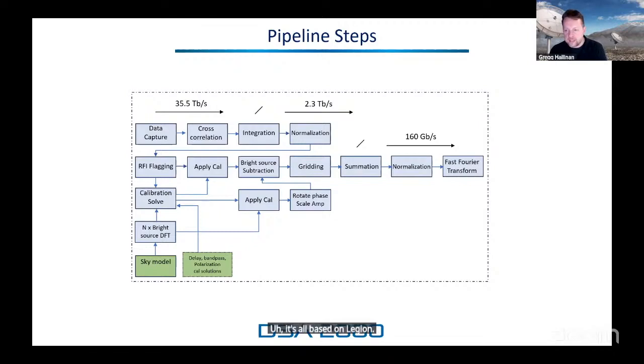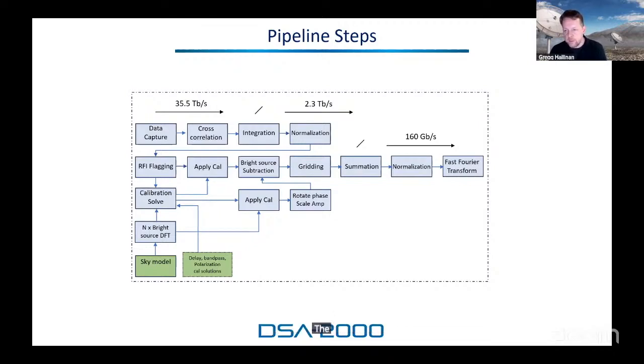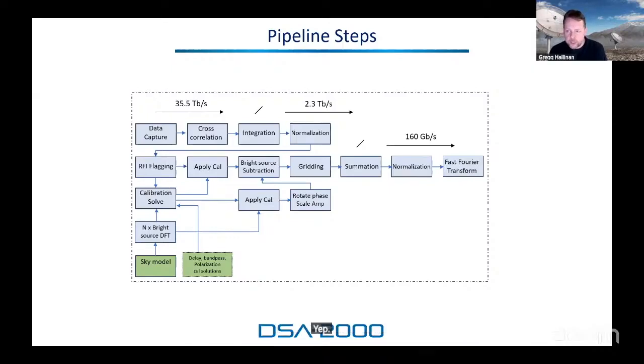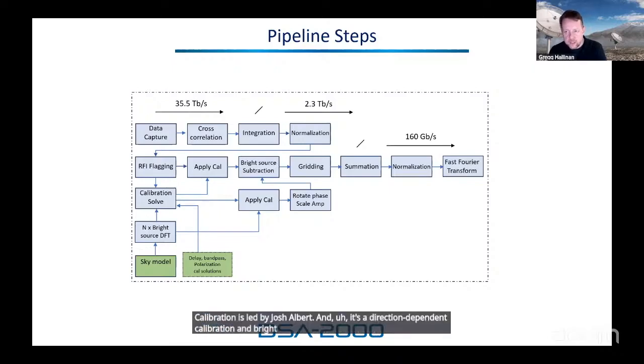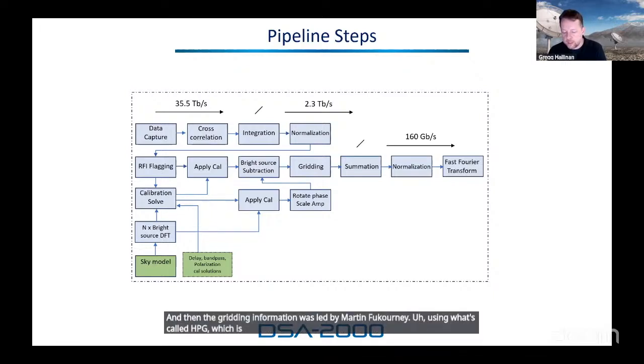We do data capture and cross correlation using the tensor core correlator developed by John Romain, of course, at Astron. Our flagging algorithm is actually in-house. It's called Grid Flag. It's also implemented on a GPU now. Calibration is led by Josh Albert, and it's a direction-dependent calibration and bright source removal. Implemented on JAX, currently being tested at NVIDIA on NVIDIA GPUs. And then the gridding and summation was led by Martin Picorni using what's called HPG, which is a gridder he developed while at NRAO.